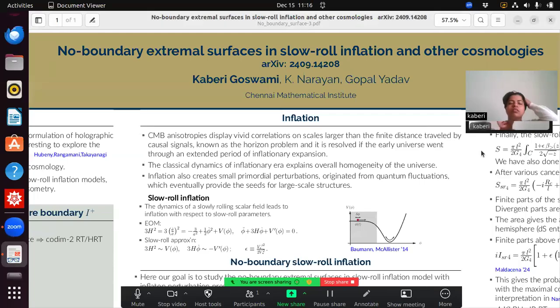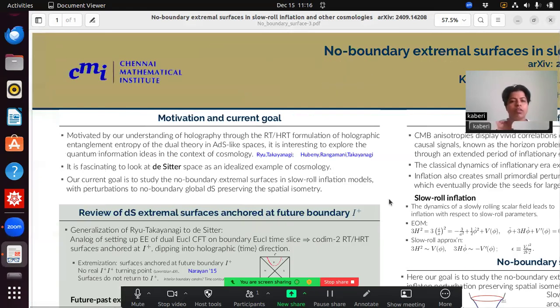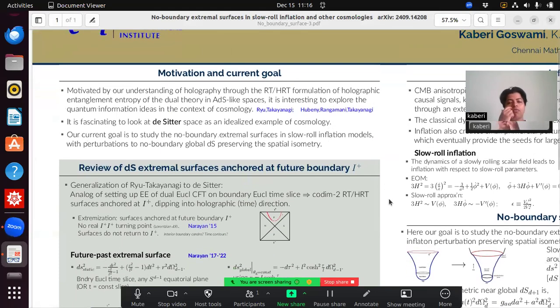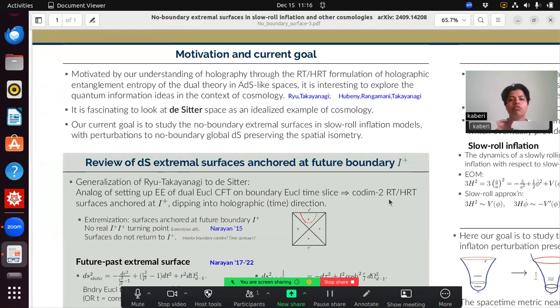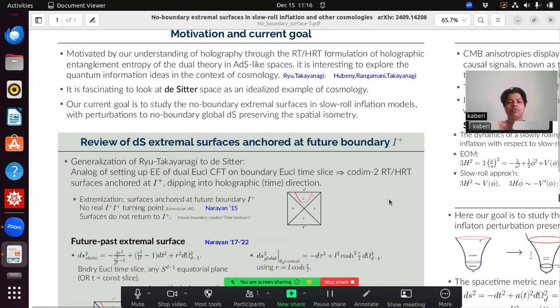To talk about my recent work on no boundary extremal surfaces in slow roll inflation and other cosmologies. So here is a brief motivation: we already have an understanding of holography through the RT-HRT formulation of holographic entanglement entropy in AdS-like spaces. So it is further interesting to explore quantum information ideas in the context of cosmology. Here we are going to study the no boundary extremal surfaces in the slow roll inflation models with perturbations to no boundary global dS, which preserves the spatial isometry.